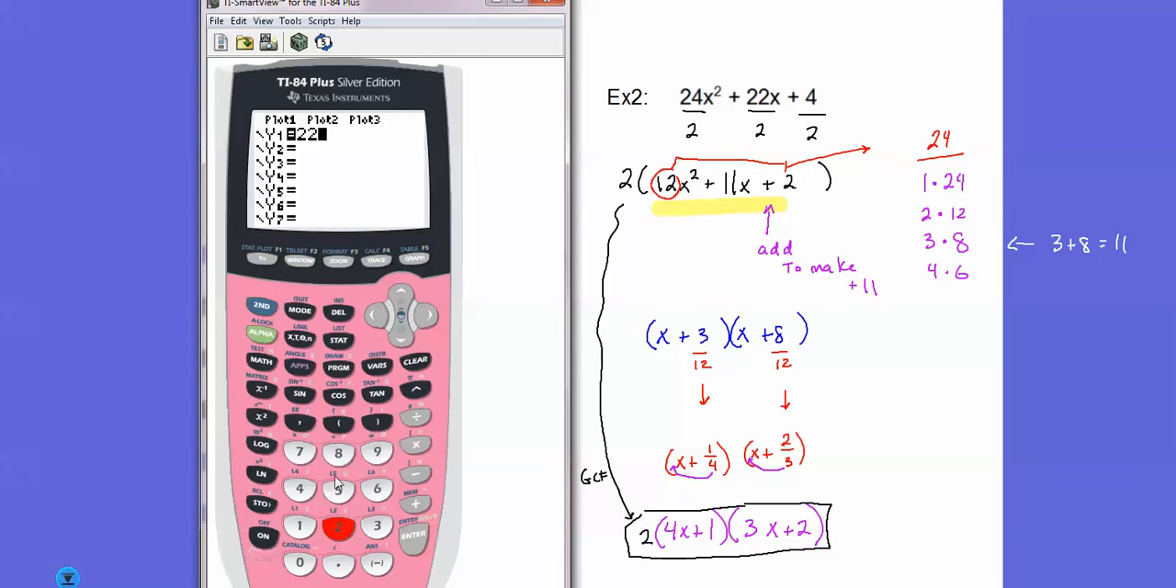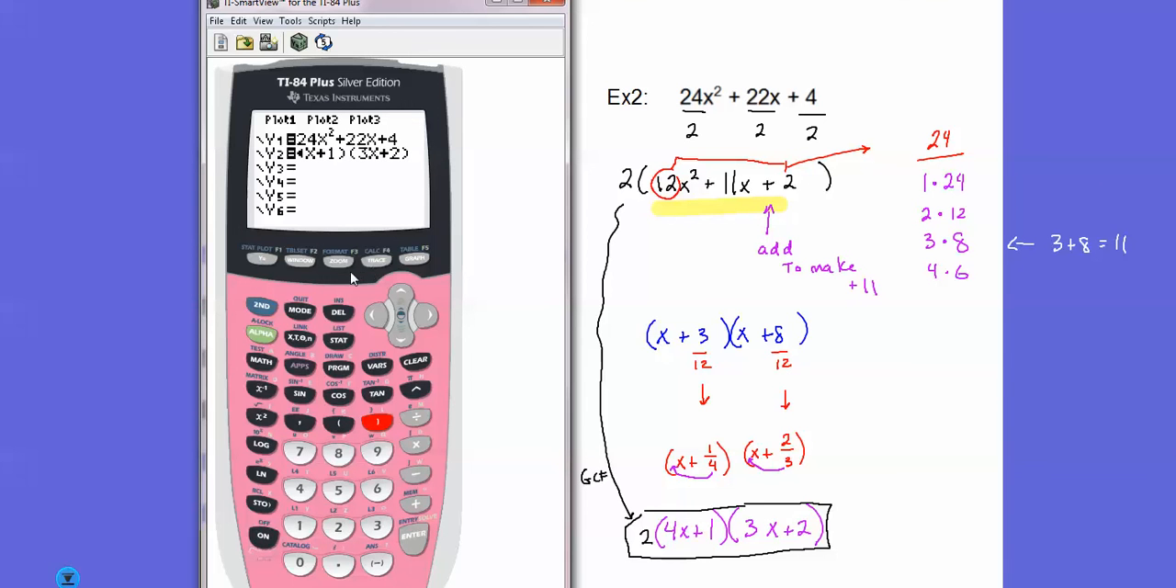So carefully watching what I'm typing in. 24x squared plus 22x plus 4. Now, I'm going to type the complete set of factors, which is 2 as the greatest common factor. Then I have 4x plus 1. Close that first set of parentheses, finish off that factor, open up the next one, and type the 3x plus the 2.